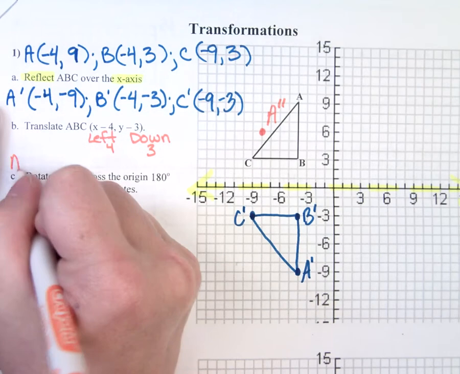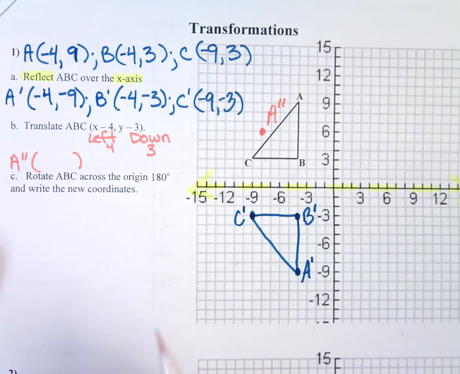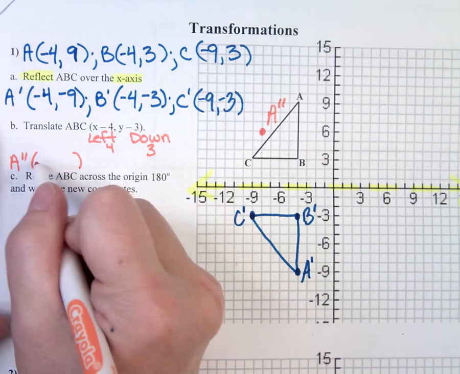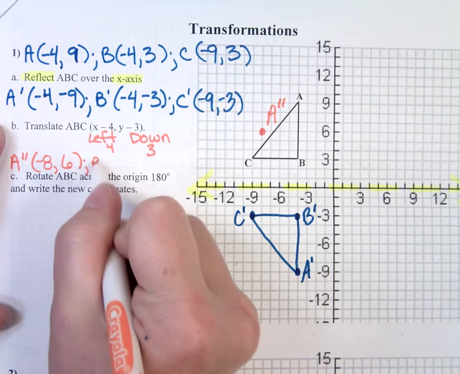Can you tell me what the ordered pair is for A double prime? It is negative 8, 6. Good. Negative 8, 6.